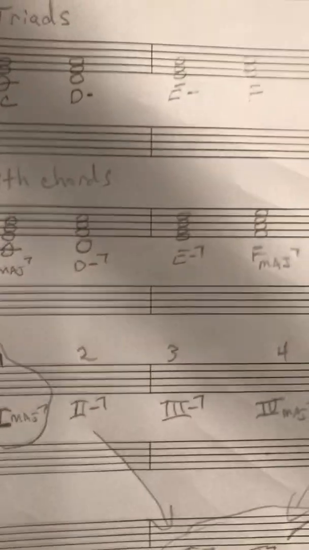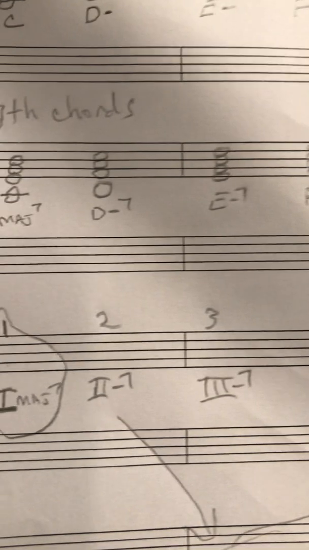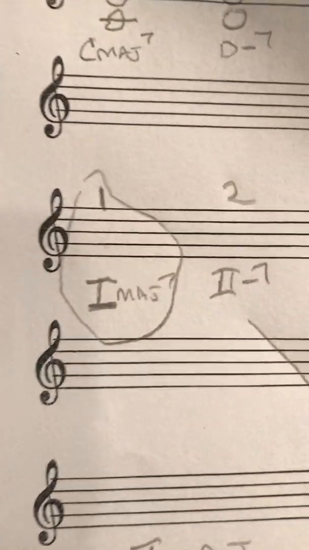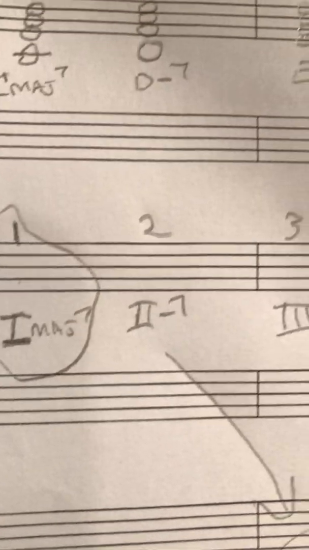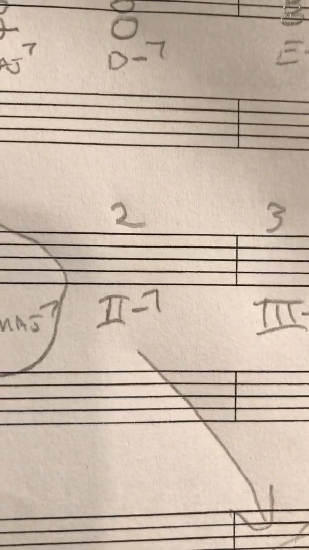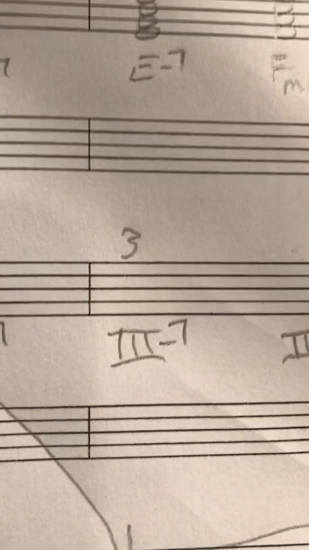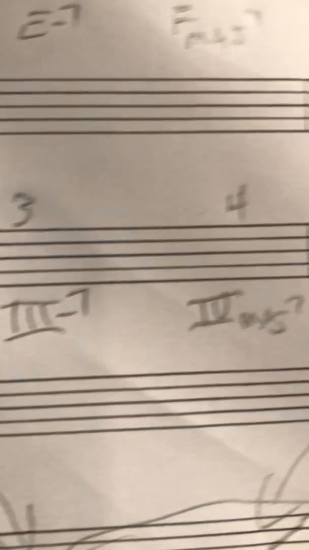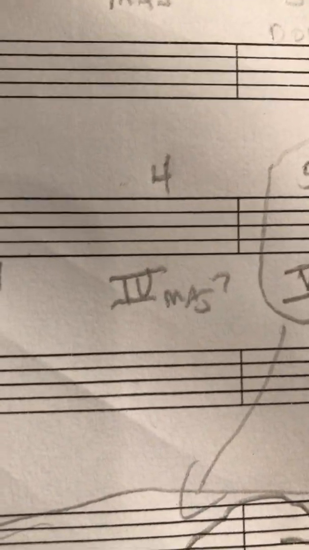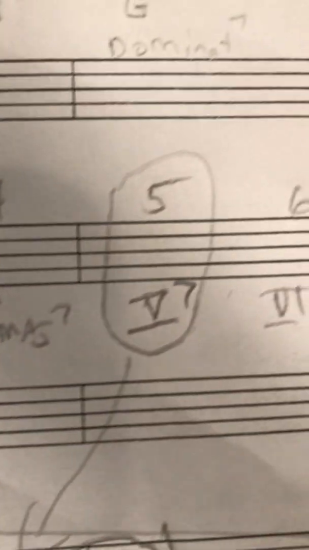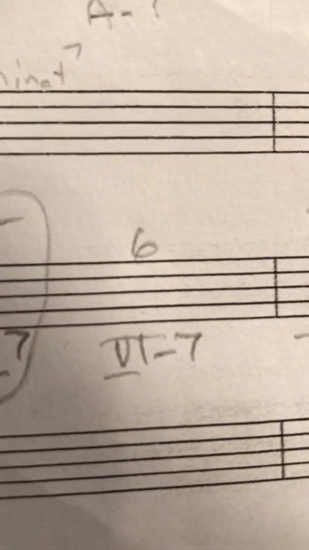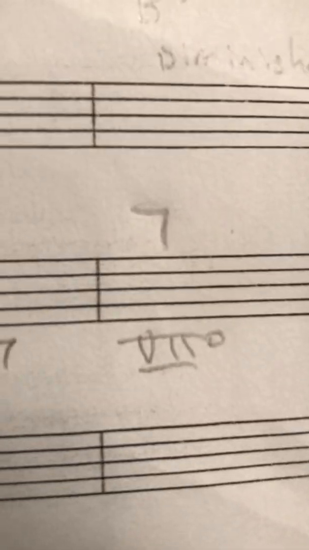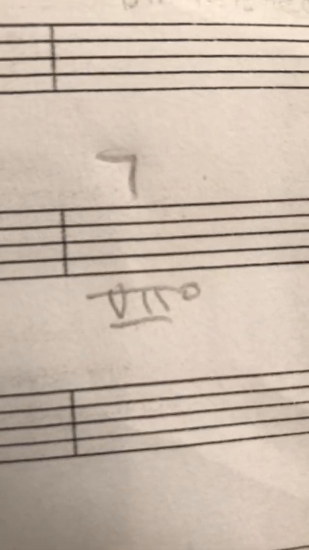Okay? Now, you can do this in any key. We could do it with any scale. And the chord that's built on the first degree of the scale is always going to be a major 7. The one that's built on the second degree is always going to be a minor 7th. The third degree is always going to be a minor 7th. The chord built on the fourth degree is always going to be a major 7th. The 5th degree is always going to be a dominant 7th chord. The 6th degree, it's always going to be a minor 7th. And the 7th degree is always going to be a diminished 7th.